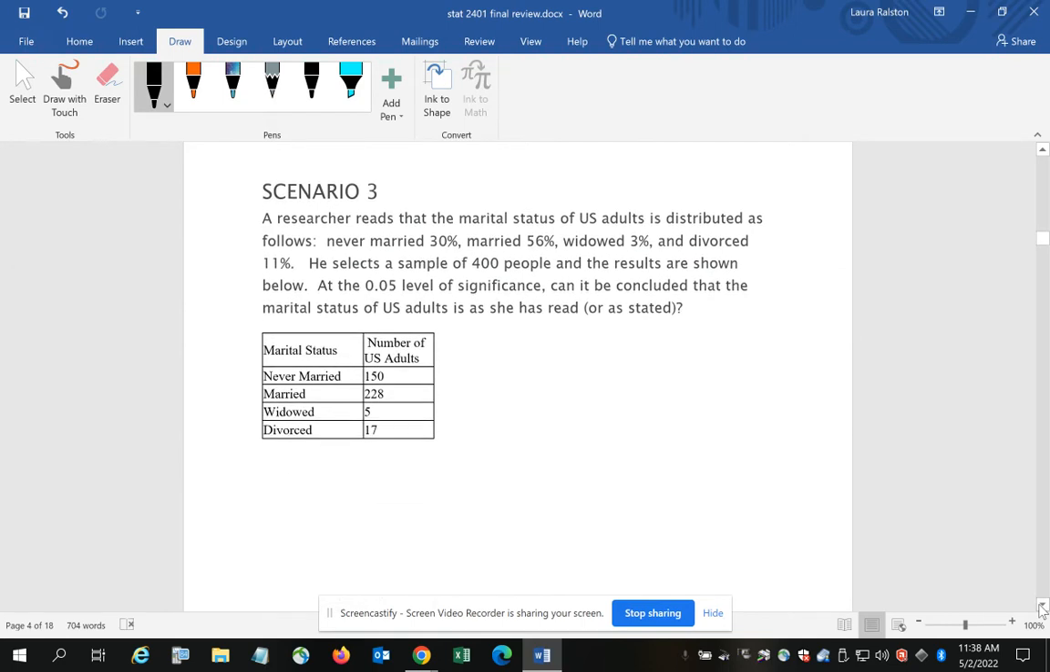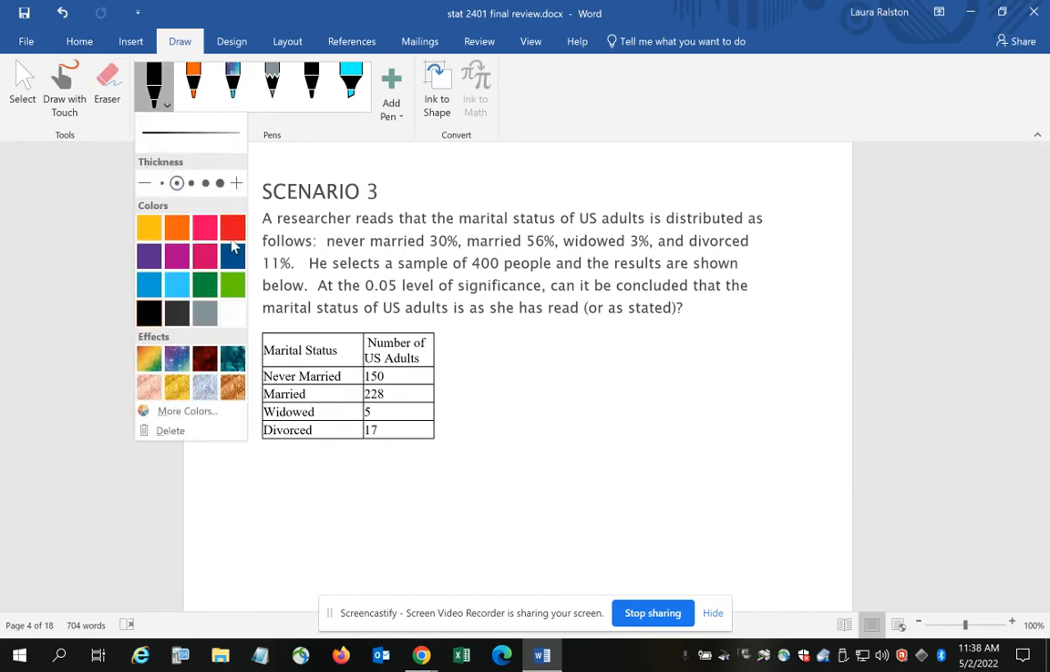All right, let's move on to scenario 3. Scenario 3 says a researcher reads that the marital status of U.S. adults is distributed as follows. Never married, 30%. Married is 56%. Widowed is 3%. And divorced is 11%. He selects a sample of 400 people, and the results are shown below. At the 0.05 level of significance, can it be concluded that the marital status of U.S. adults is as she read or as stated?